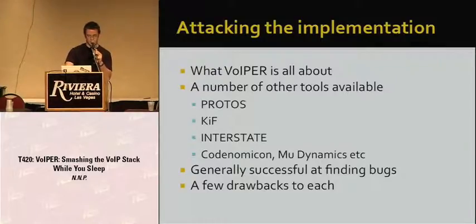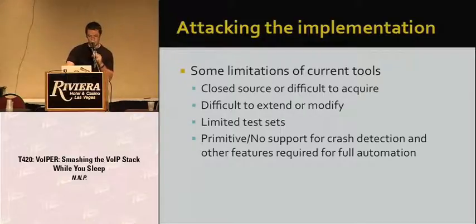Then you've got Codenomicon, Mu Dynamics, and that kind of stuff. Their tools are really good, but they're really expensive as well. All of these are pretty successful at finding bugs in voice over IP implementations, but there are a few drawbacks to all of them. They're either difficult to acquire or expensive. Things like Protos are quite hard to extend because you don't get a fuzzer, you get a collection of tests. What I really wanted to concentrate on with VoIPER was full automation. I didn't want to sit there and wait for it to crash, restart the device, and then wait for it to crash again, because some of these devices are like, you'll see the results.